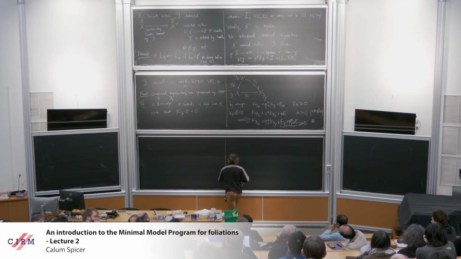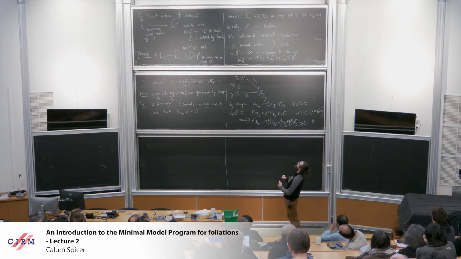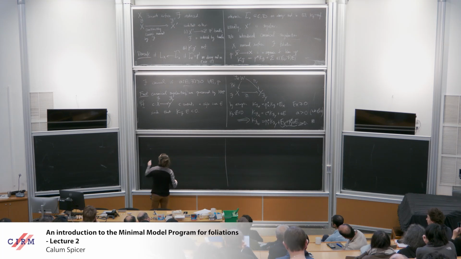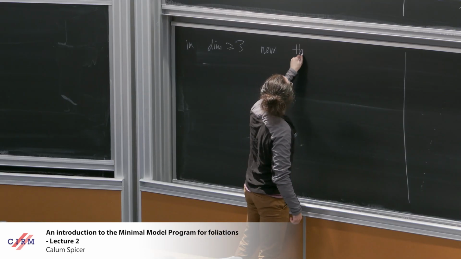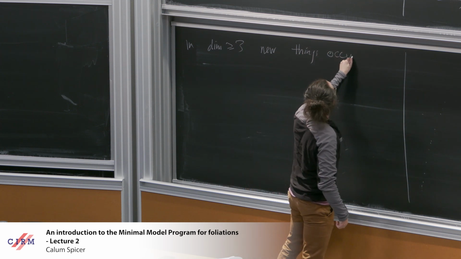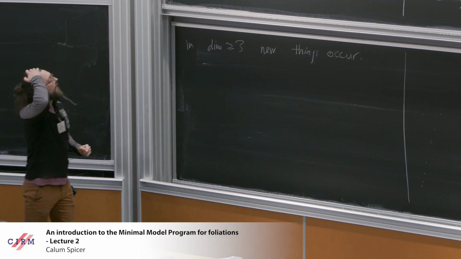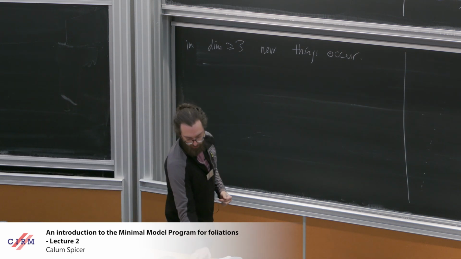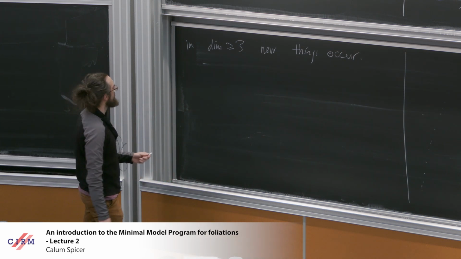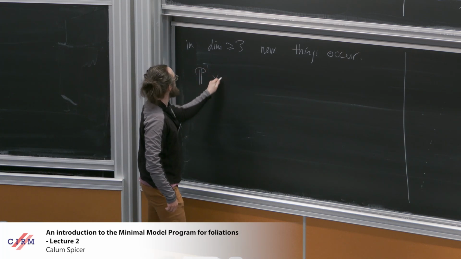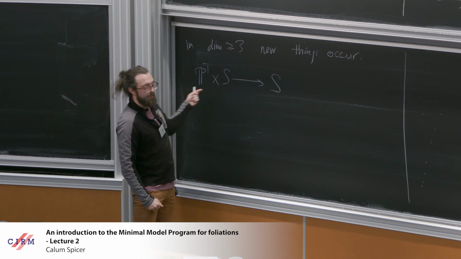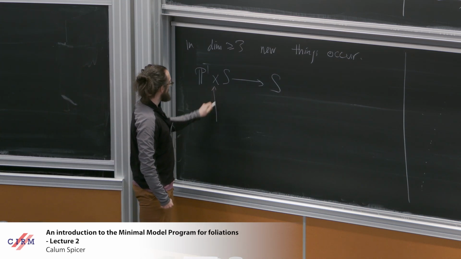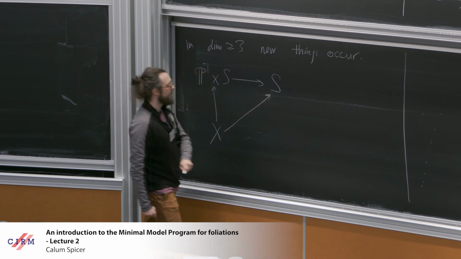I want to look at a concrete example of what's happening in dimension 3. In dimension bigger than 3, new things occur, and I want to give a concrete example of this. So let's look at a pretty simple case. Let's consider P1 cross S fibered over S. This induces a foliation, just the P1 bundle structure. And then I want to blow up at a single point.